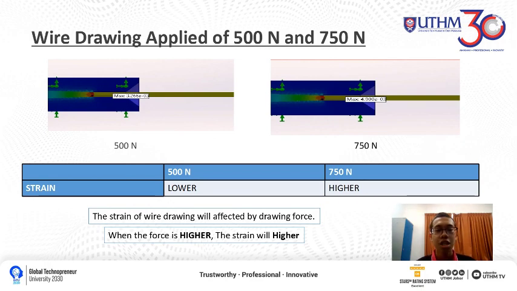The next one is about the strain part. At 500 Newton, the maximum strain is 3.266, and at 750 Newton, the maximum strain is 4.900. This means the strain at 500 Newton is lower than at 750 Newton. The strain of the wire will be affected by the drawing force. So when the drawing force is higher, the strain is also higher.